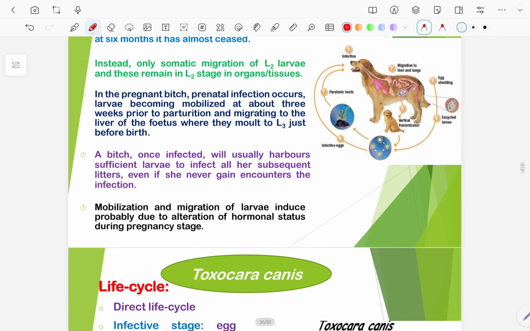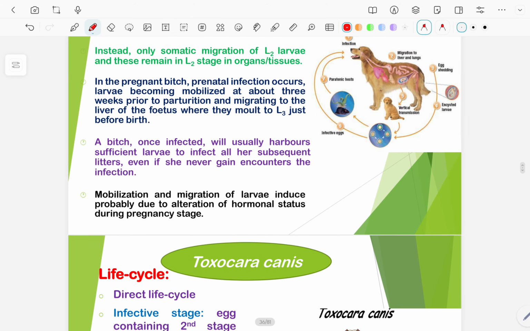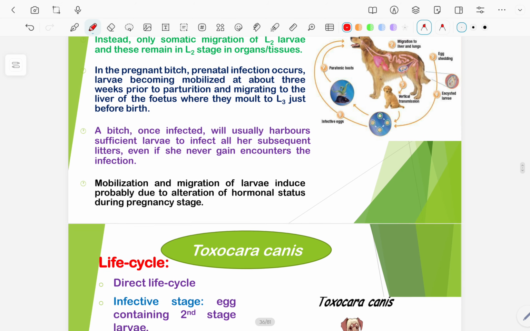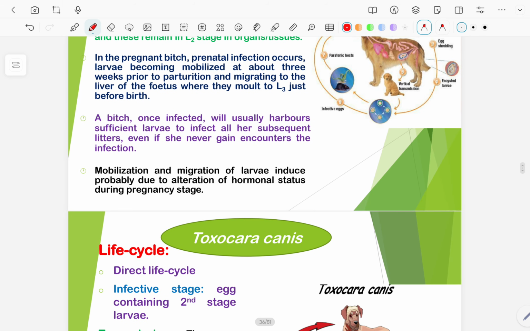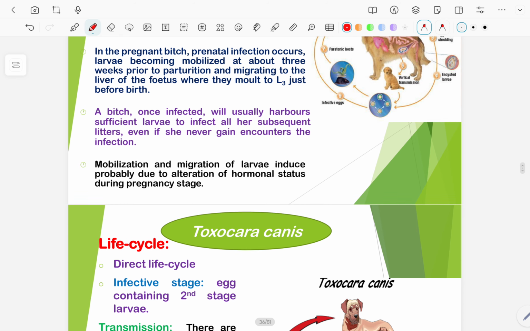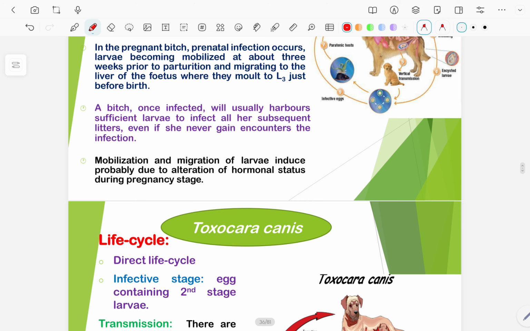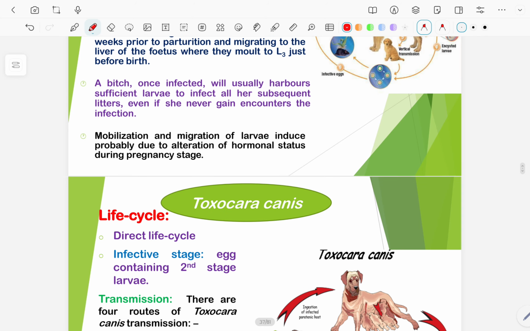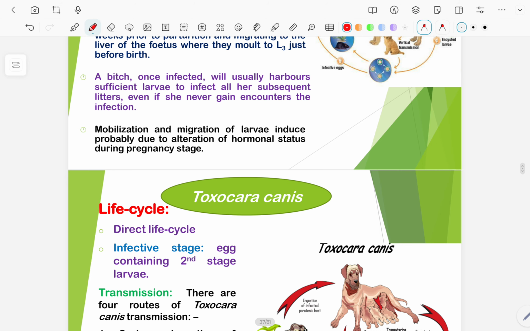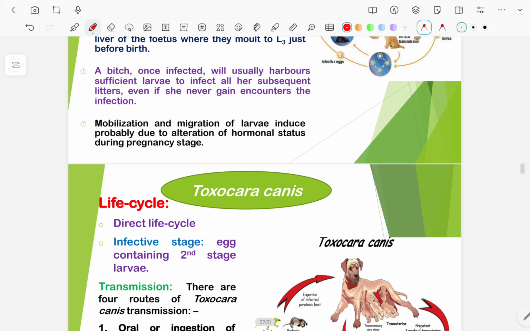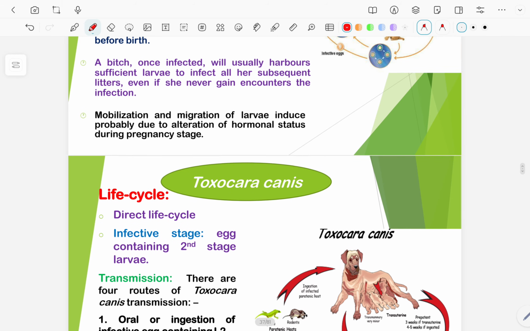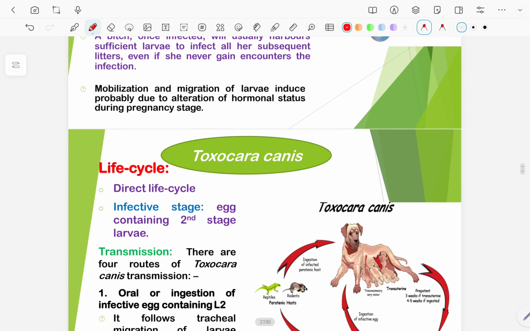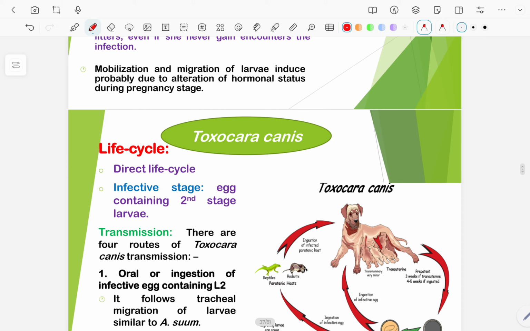In pregnant bitch, L3 parental infection occurs. Larvae become mobilized at about 3 weeks prior to parturition and migrate to the liver of the fetus, where they molt to L3 just before birth. A bitch, once infected, will usually harbor sufficient larvae to infect all her subsequent litters, even if she never again encounters the infection. Mobilization and migration of larvae is probably due to alteration of hormonal status during pregnancy.